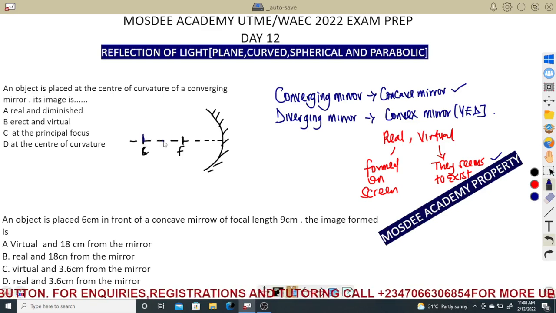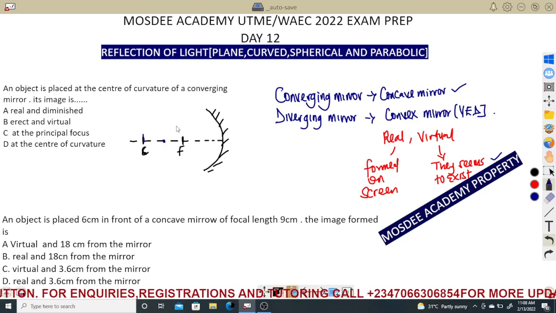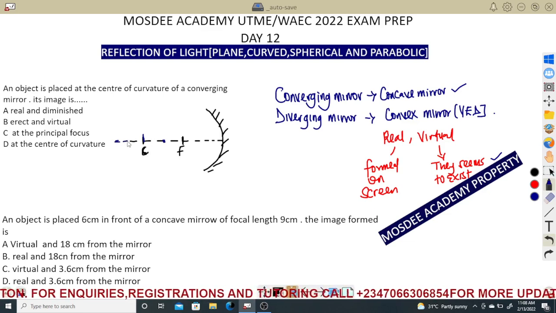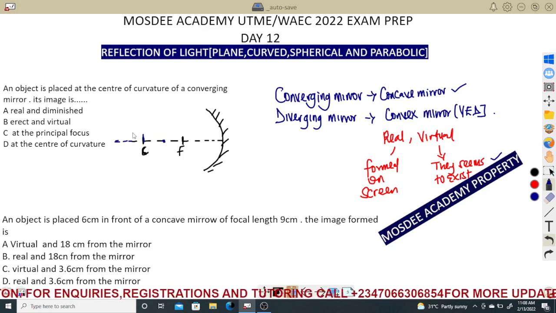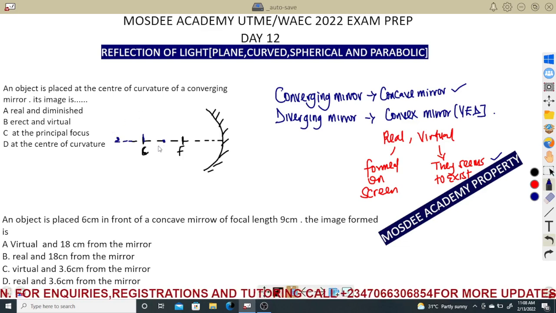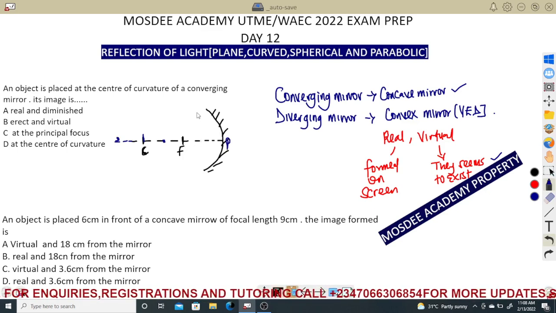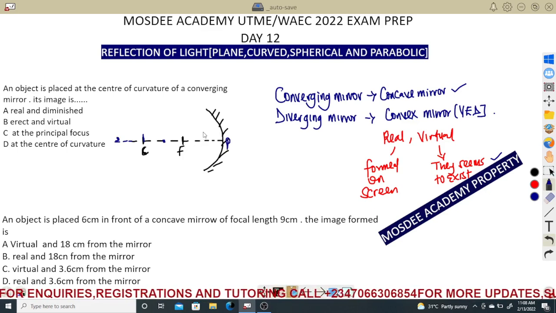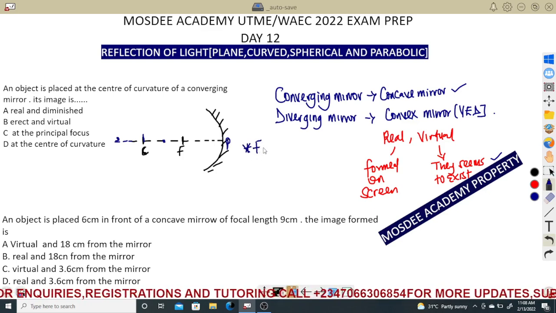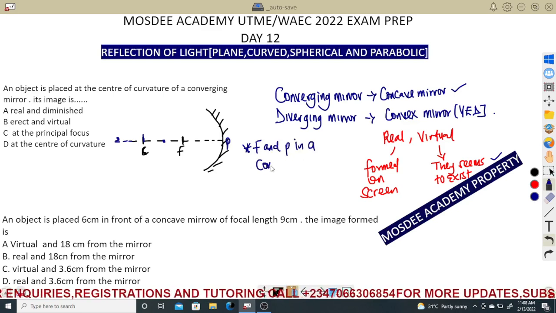If the object is placed between the center of curvature and the focus, the image will be formed beyond C, at the back of C. But if the object is placed beyond C, just quote me, the image will be formed between C and F. And the last one, this is the pole, we call this one the pole. If the object is placed between F and P, this is when you have a virtual image. So the only time you have a virtual image is when the object is placed between F and P in a concave mirror.